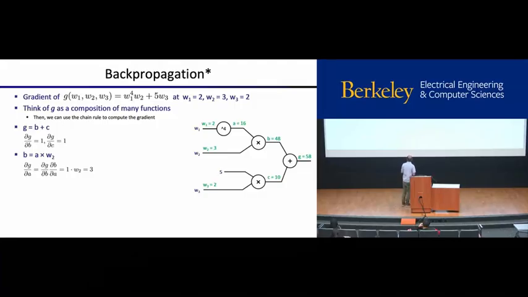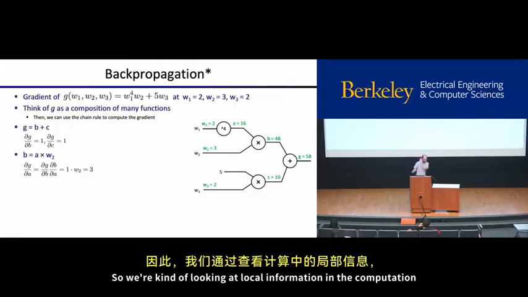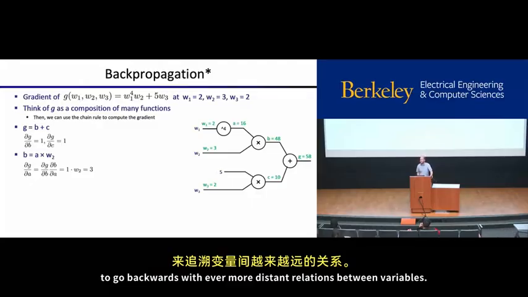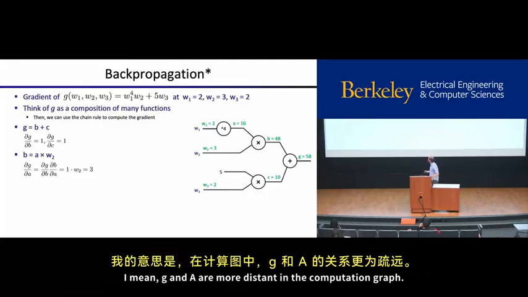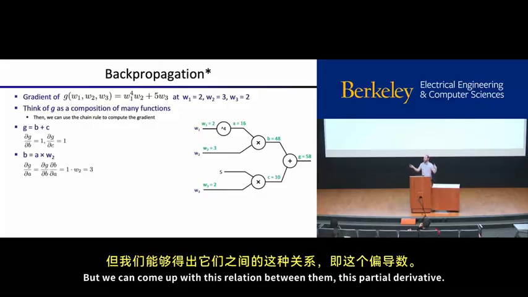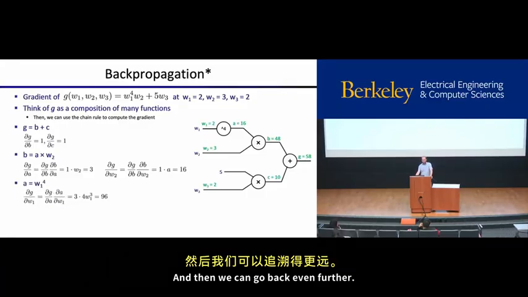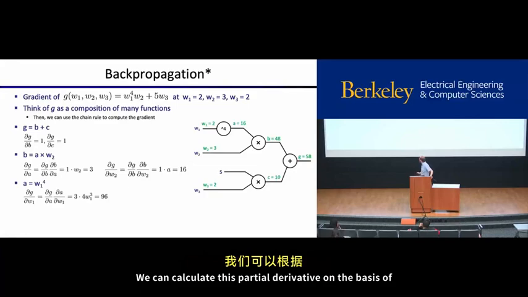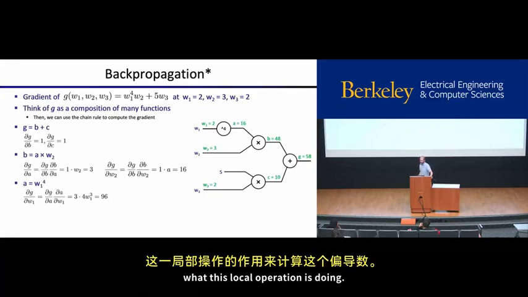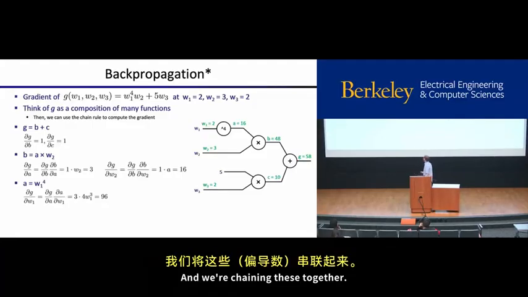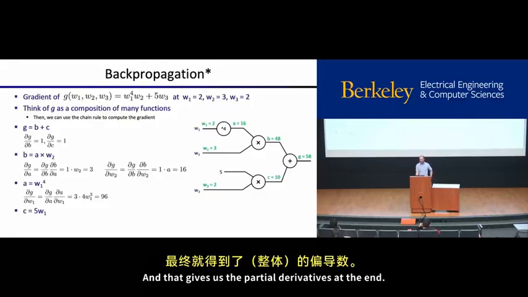So we're kind of looking at local information in the computation to go backwards with ever more distant relations between variables. I mean, G and A are more distant in the computation graph, but we can come up with this relation between them, this partial derivative. Likewise for the partial of G with respect to W2, and then we can go back even further. We can calculate this partial derivative on the basis of what this local operation is doing. And we're chaining these together. We're multiplying these partial derivatives, and that gives us the partial derivatives at the end.